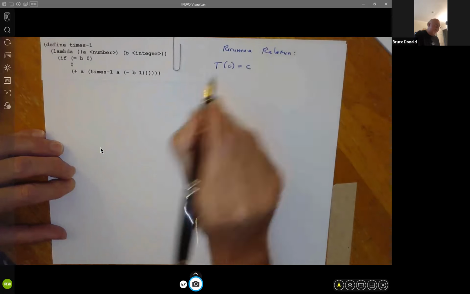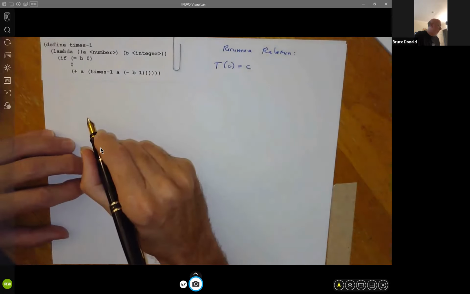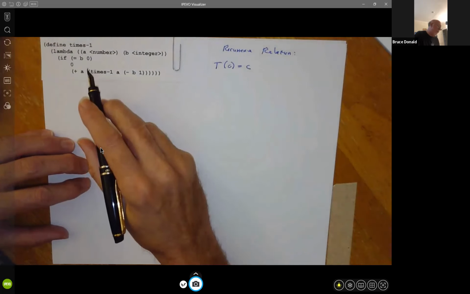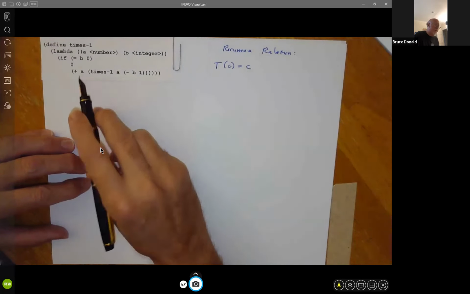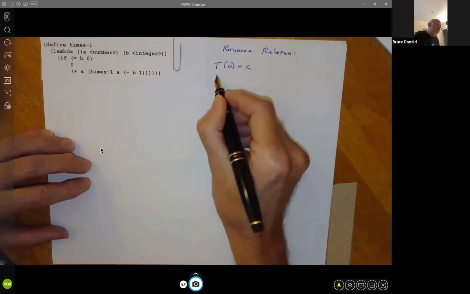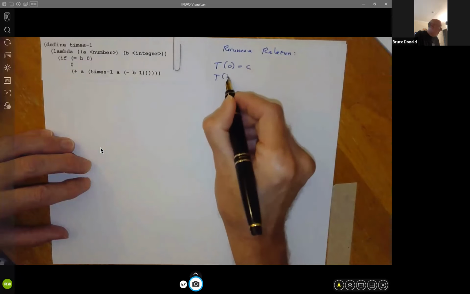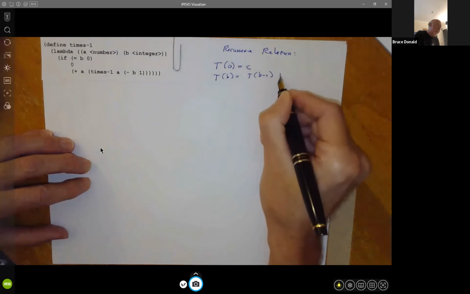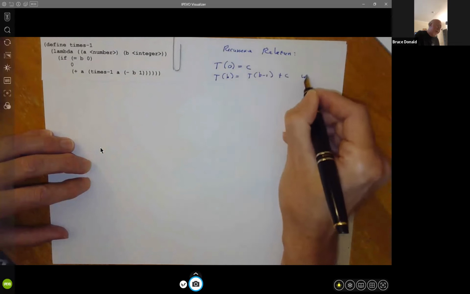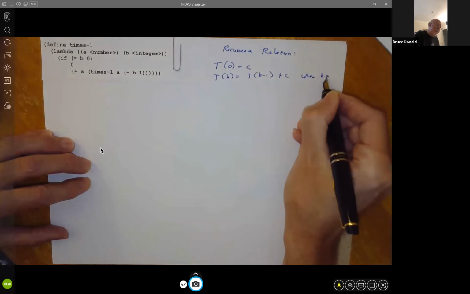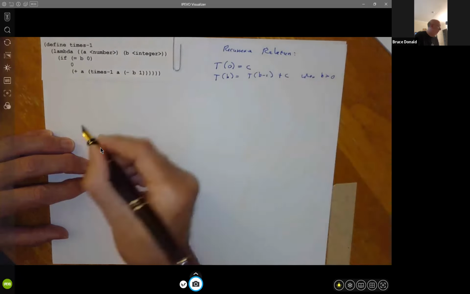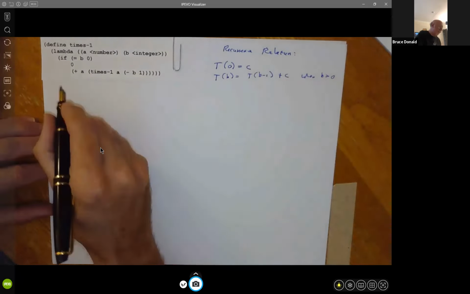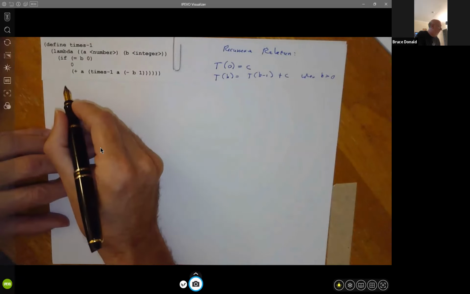T of 0 equals C, because when you run times 1 on B equals 0, it does a constant amount of work to return 0. More interestingly, T of B is equal to T of B minus 1 plus C when B is greater than 0. Okay, good. So let's just take this down here and try to solve it.